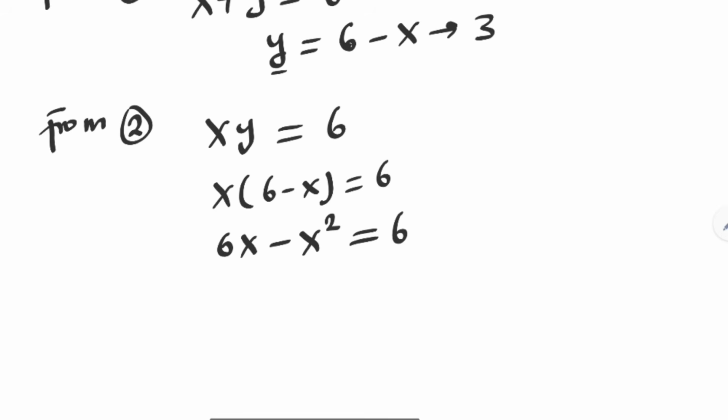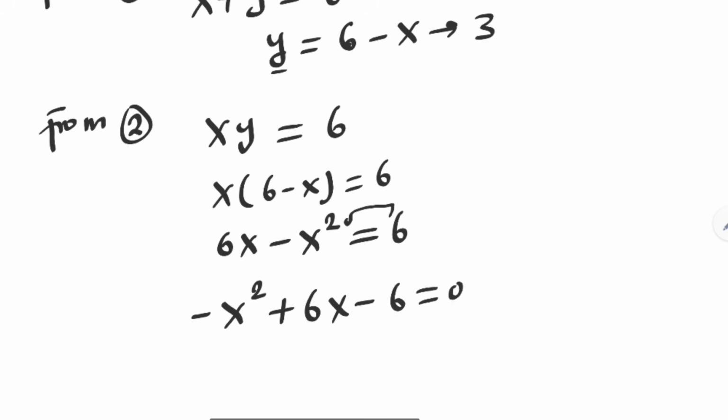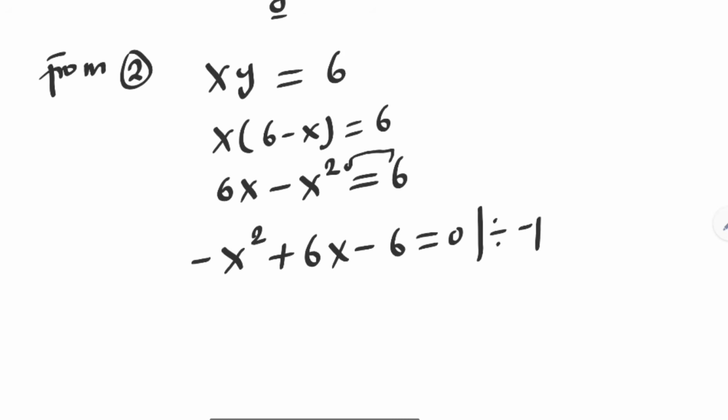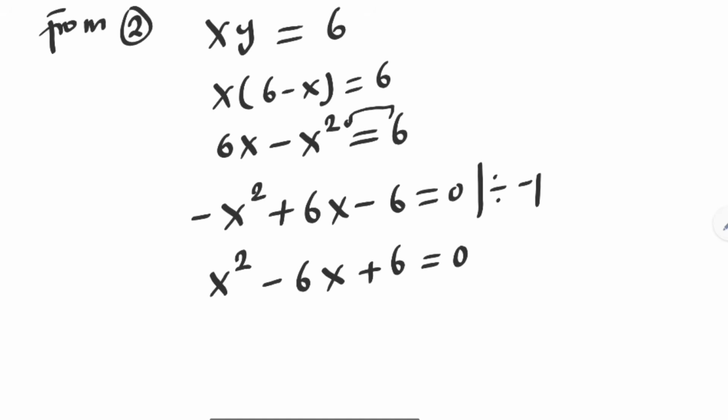Now this can be written as minus x squared plus 6x. If you bring this 6 to this side, it becomes minus 6 is equal to 0. Let us divide the whole of this equation by minus 1. Minus x squared divided by minus 1 is x squared, plus 6x divided by minus 1 is minus 6x, and then minus 6 divided by minus 1 is plus 6, is equal to 0. This is a quadratic equation which can be solved using the quadratic general formula.